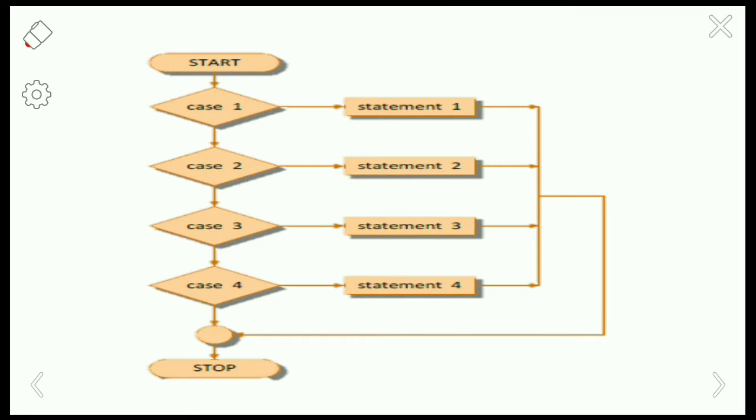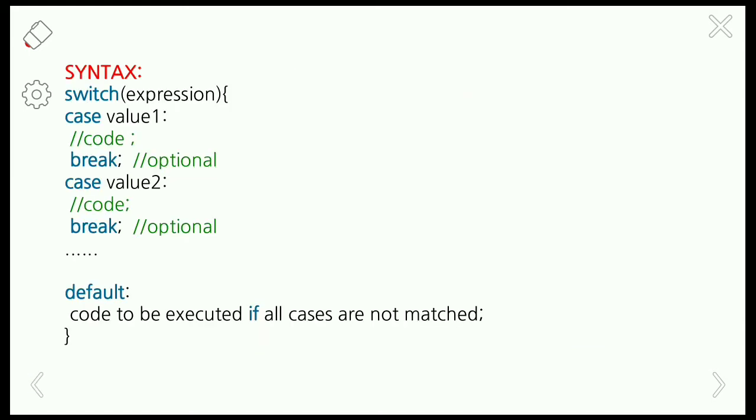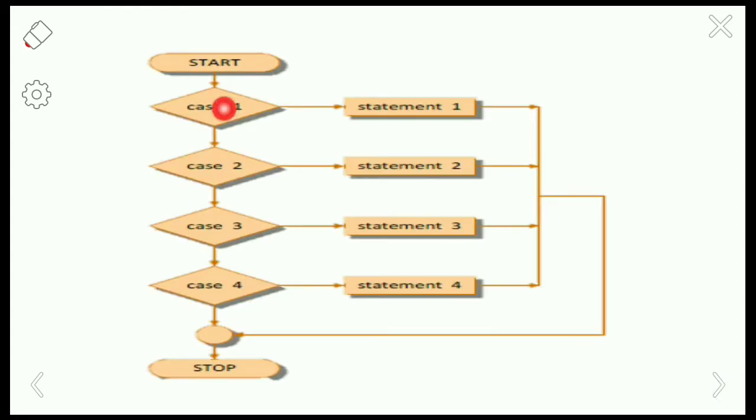So this is the flowchart of the switch statement. Here the program gets started, and if the switch case has been matched, then the particular statement will get executed. Suppose I am giving the switch expression here as 1. Then the control will pass to case 1, the statement under case 1 will get executed, and the control will come out of the switch statement if you are using a break statement. Okay, so this is how the flowchart of the switch statement will work.